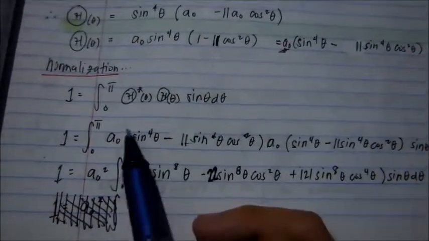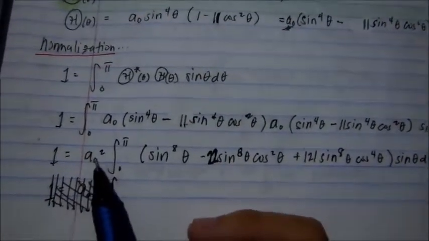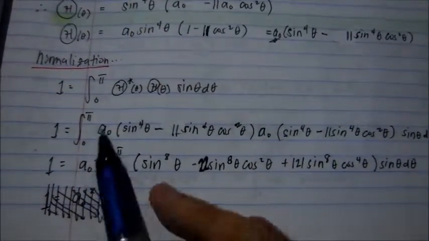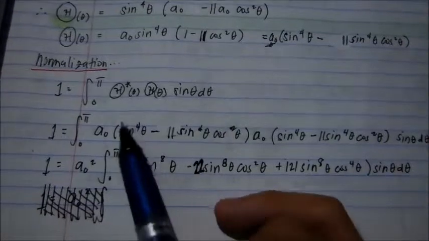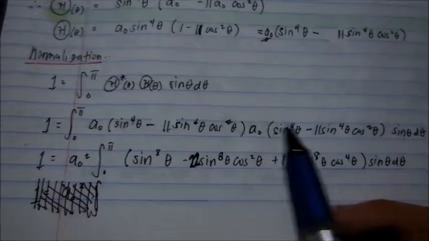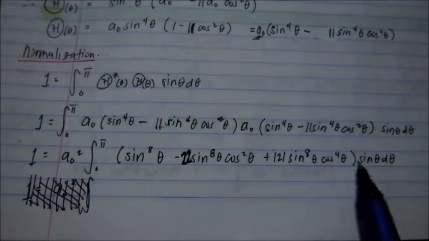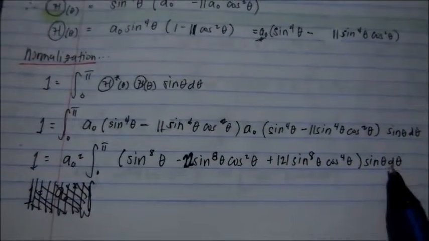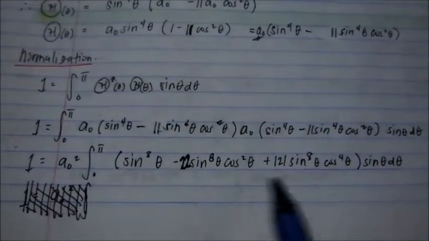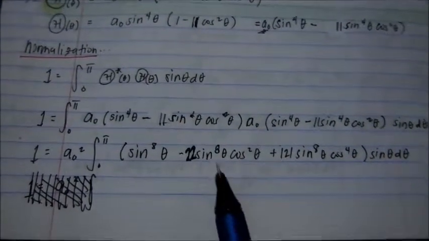Taking out the constants, a sub 0 squared, and then using the FOIL method here, we'll get this. I recommend not yet including sine theta in our equation. We will further simplify this.